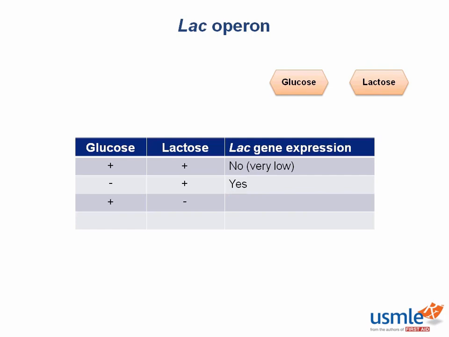Next, hopefully these are getting easier now. If you have glucose and no lactose, do you want to make the Lac enzymes? No, because you have glucose and there's no lactose around to metabolize anyway. And lastly, if neither glucose nor lactose is available, what do you want to do? Well, again, there's no lactose available, so it would be a waste of resources to make the enzymes needed to metabolize it. Alright, now let's go over the molecular interactions that allow the cell to make these decisions.